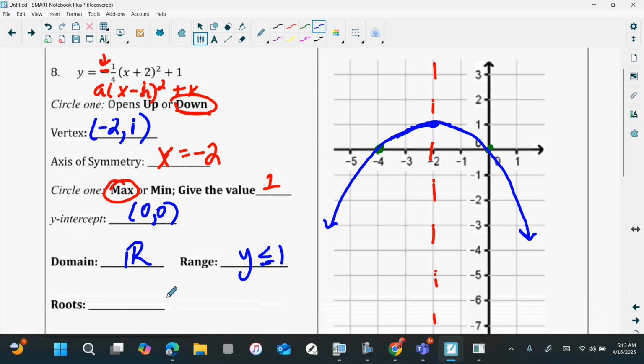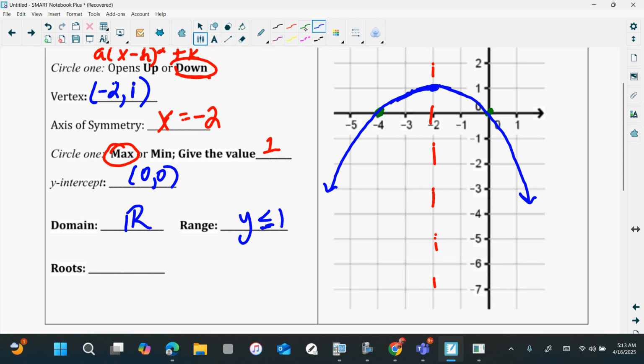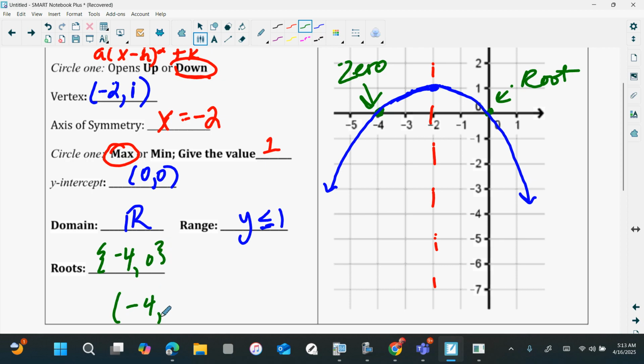And then for our roots, it's where it touches the x-axis. Remember, these are your zeros or your roots. Okay, they mean the same thing. So I can do either the little bracket of -4, comma 0, or I can write it as an ordered pair.